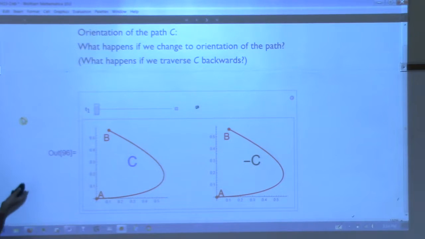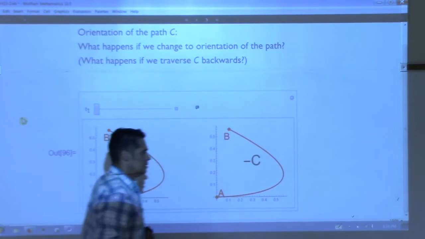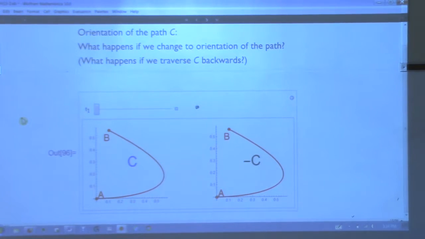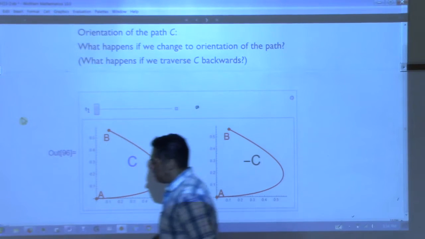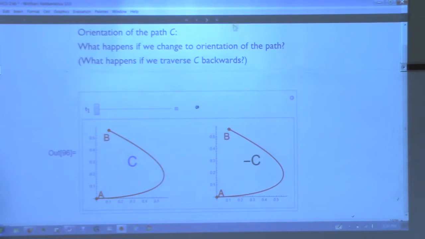But what happens when we go backwards? Do you think that finding the area under the curtain matters if we go two different directions? Yes. You do? I think it's just gonna change. Oh wait, no, area under the curtain. No, it doesn't matter then. Yeah, it may not, right? So let's take a look at what happens when we change the path.